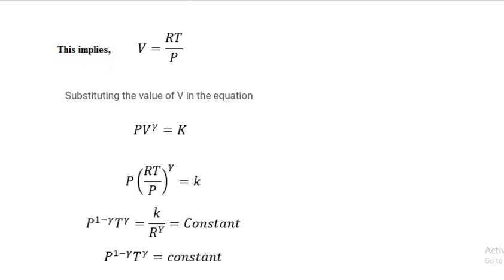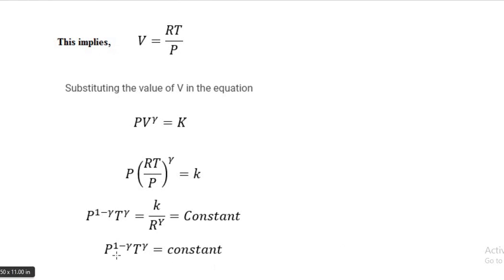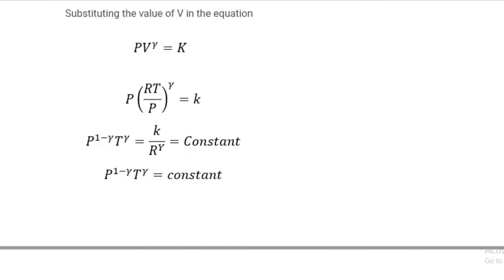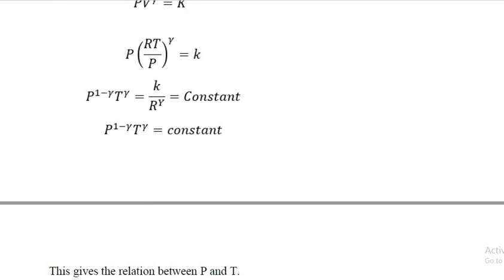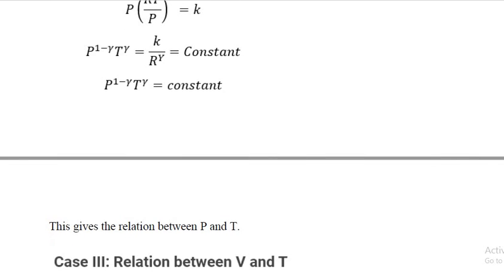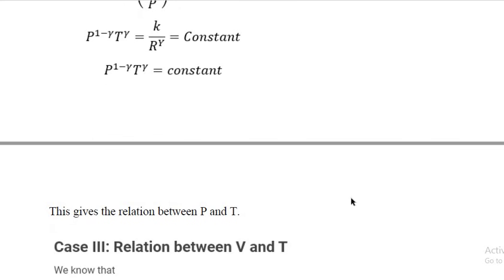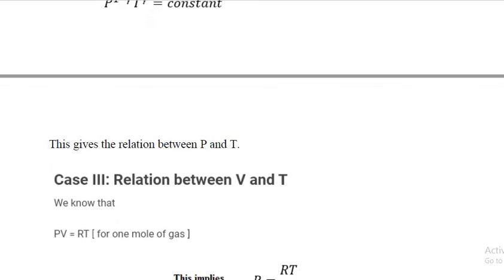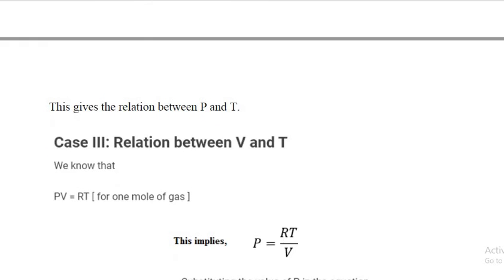So in turn I can write P power 1 minus gamma T power gamma is equal to constant. Next is the relation between V and T. The above equation gives the relation between P and T in the case of an adiabatic process. Now the relation between V and T in an adiabatic process.